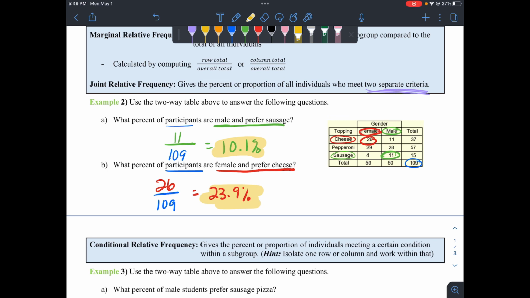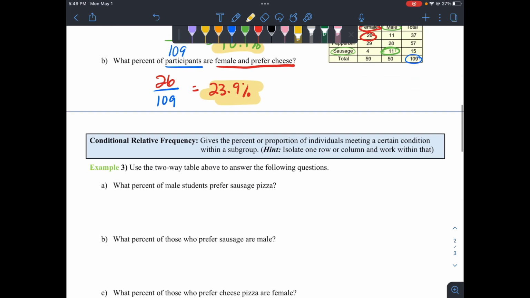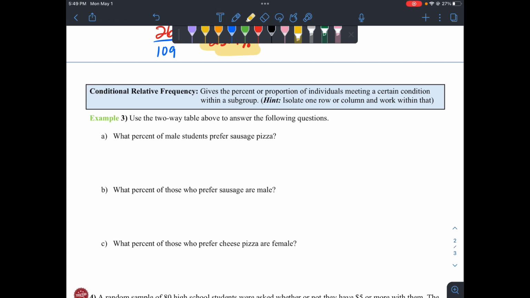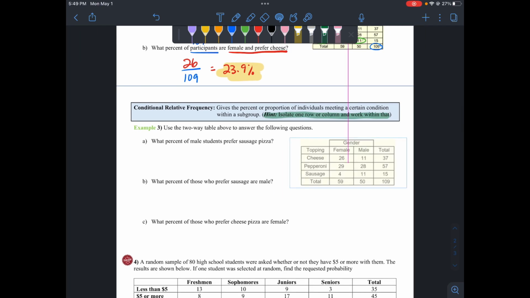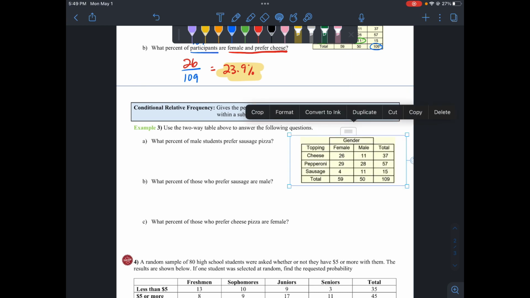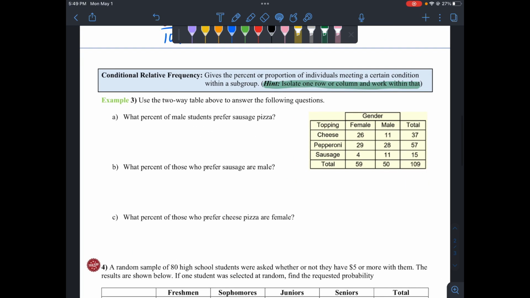Okay, now we're going to look at conditional relative frequency, and this is just giving us the percent or proportion of individuals that meet a certain condition within a subgroup. So it's important to know that we're just isolating either one row or one column and working within that row or column. So again, if I copy and paste that table from above here, we're going to look at these 3 questions based on that table.